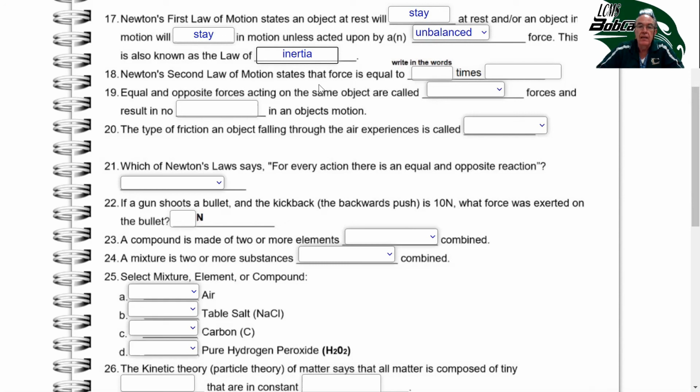Newton's second law of motion states that force is equal to mass times acceleration.